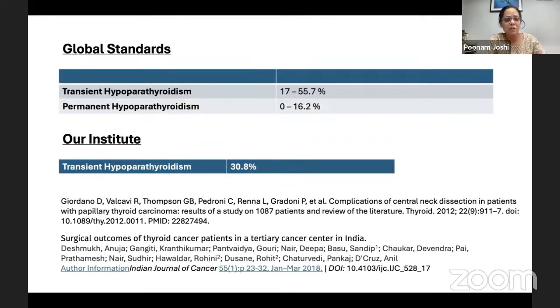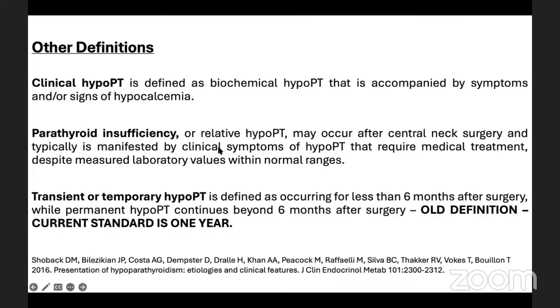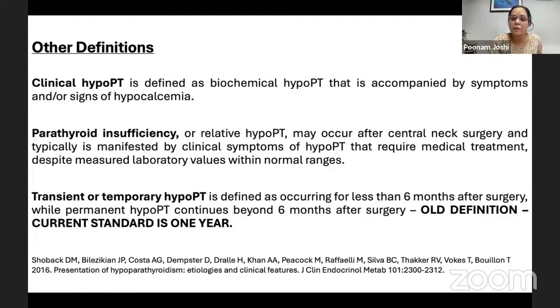If you go by the global standards all over the world, it is again a wide range. Transient hypoparathyroidism we usually say is less than 1 year, and permanent is more than 1 year. Permanent is around 16%, and transient hypoparathyroidism, as per our study in our institute led by Dr. Anuja, was around 30%. However, we don't have much record about permanent hypoparathyroidism. There are other definitions as well: clinical hypoparathyroidism, parathyroid insufficiency, and transient or temporary hypoparathyroidism. Earlier the definition of transient or temporary used to be 6 months, that is, continuing for less than or more than 6 months after surgery, but now the definition has changed and it is 1 year.